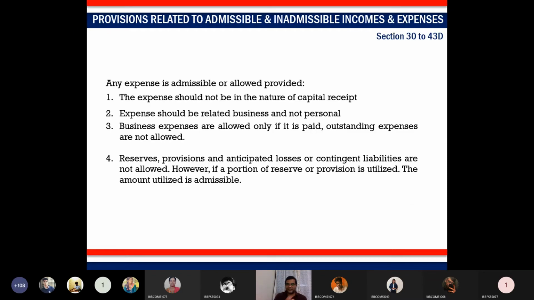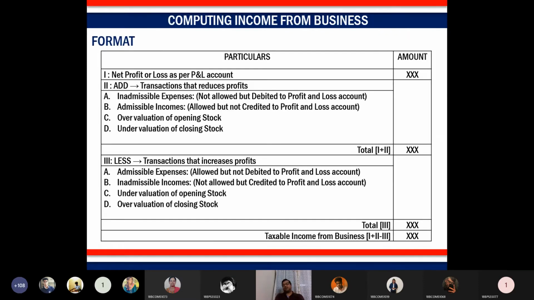And that criteria is this: the expense should not be in the nature of capital receipt. Point number one, the expense should not be in the nature of capital receipt. Now, what do you mean by capital receipts? What do you understand by capital receipts? Because this capital receipt itself is such a complicated concept which you guys have to understand. So any expense is allowed provided criteria number one, it should not be a capital receipt.